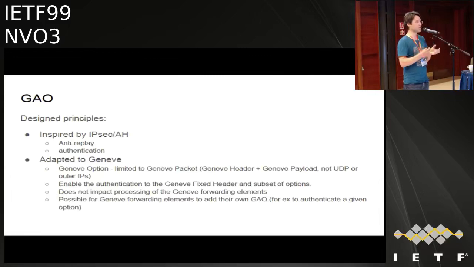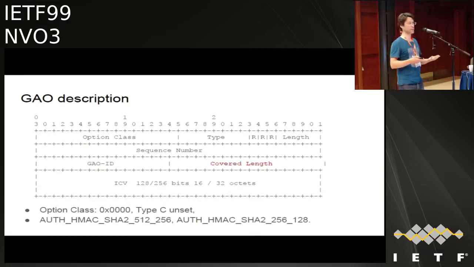It also prevents someone on the path from inserting authenticated options, or inserting options on an authenticated packet. This is a Geneve option which looks pretty much like the IPsec AH option. The only difference is that the ID used in IPsec is called the SPI, and it's 32 bits long. But in our case, because it's based on the NVE, maybe a shorter size is sufficient. And the other thing we added is that we use the covered length, which in AH by default is the full packet.